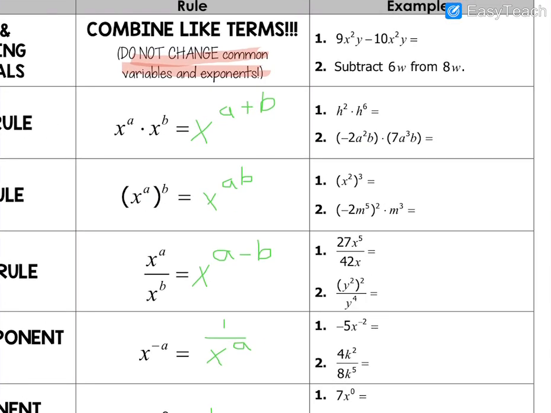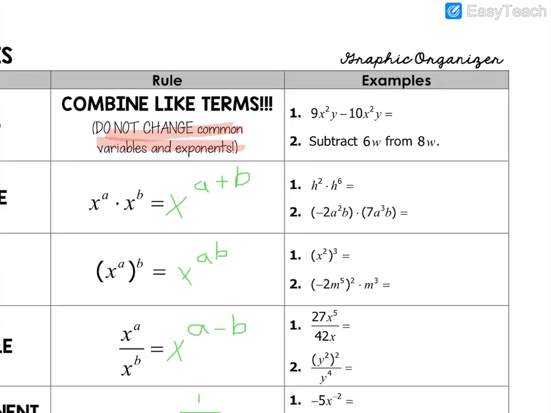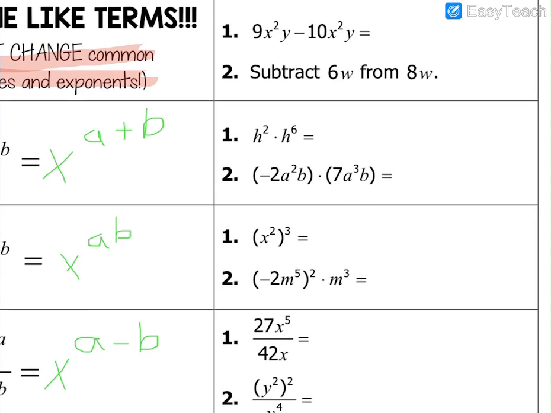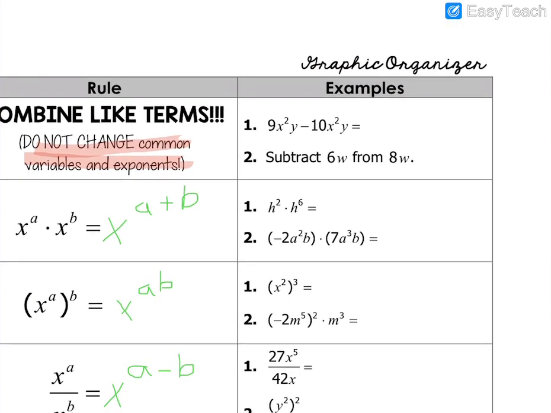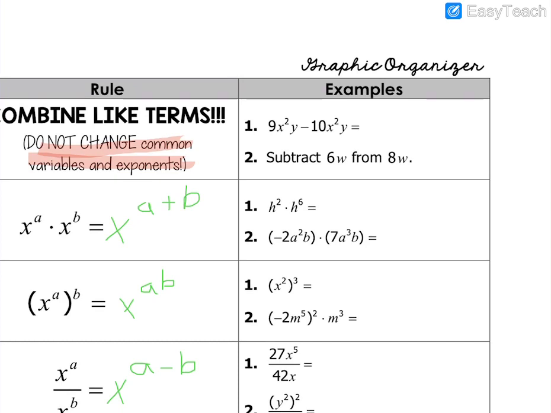So in example number 1, we have 9x squared y minus 10x squared y. So those are like terms because we have the same names. They both have an x squared and a y with them. So then we're just going to take our numbers and we're going to do 9 minus 10. 9 minus 10 is a -1. And like we said over here, we are not going to change our variables and exponents. So we're just going to write those down. X squared y.